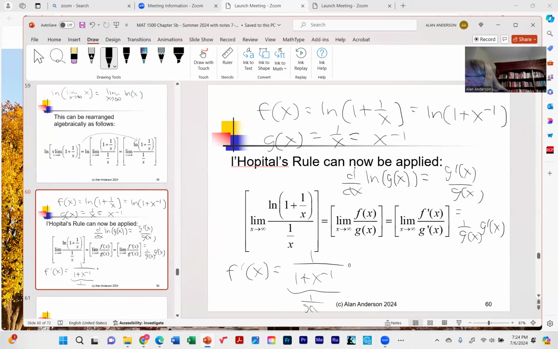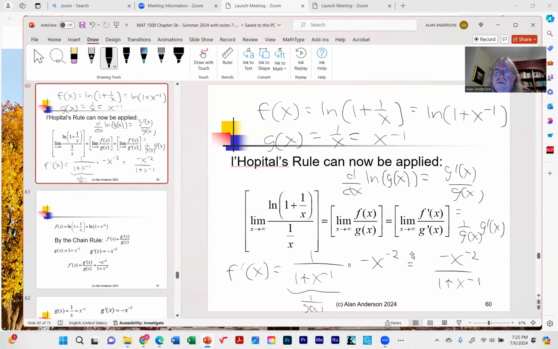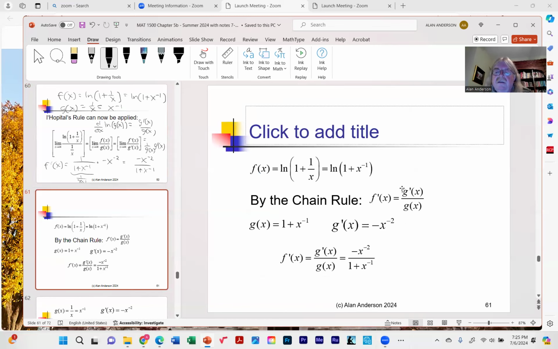What about the derivative? Well, here you're going to end up with the power rule. So you ultimately end up with minus x to the minus 2 over 1 plus x to the minus 1. And yeah, here it is, in great detail, g prime of x is negative x to the negative 2.